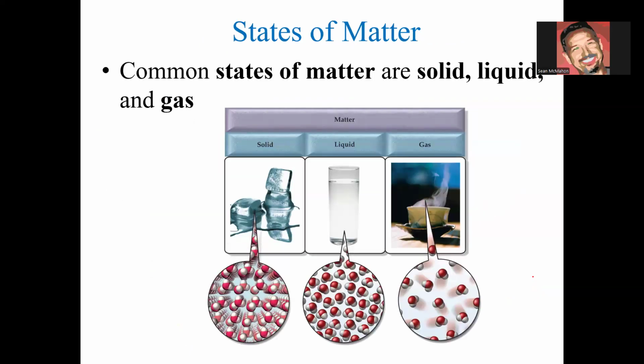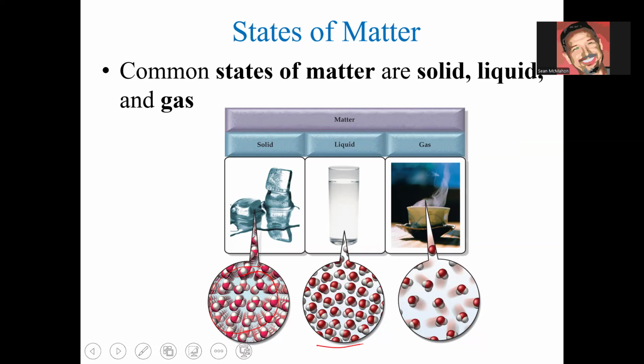Now, typically when we talk about matter, you think of, how do we see it? How does it occupy space? It typically occupies it in 3 different states: solids, liquids, and gases. Solids tend to have a fixed shape and a fixed volume, in these geometric arrangements. Liquids have fixed volumes, but they have a little bit of movement, so their shape can change.